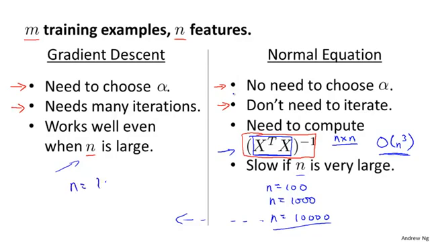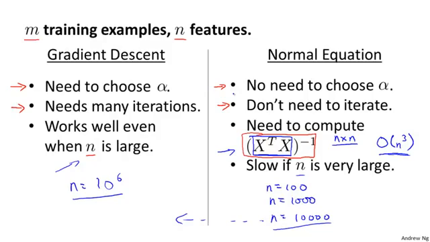So if n equals 10 to the 6, if you have a million features, then inverting a million by million matrix is going to be very expensive, and I would definitely favor gradient descent if you have that many features. So exactly how large your set of features has to be before you convert to gradient descent, it's hard to give a strict number, but for me, it's usually around 10,000. But I might start to consider switching over to gradient descent, or maybe to some other algorithms that we'll talk about later in this class.